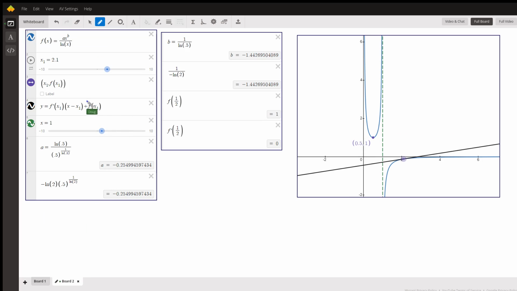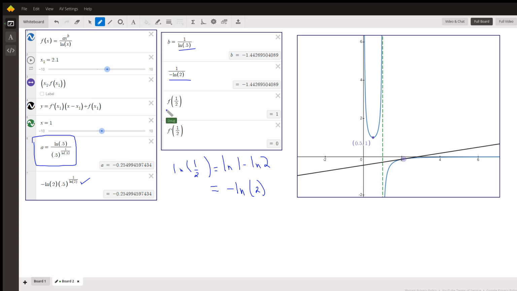And here's some other comments. Notice that right here I have a written this way. ln of 1/2 is the same as ln of 1 minus ln of 2. But ln of 1 is 0. So another way to write ln of 1/2 is minus ln of 2. So there is another way to write a. And here's b. Another way to write it is 1 over minus ln of 2.